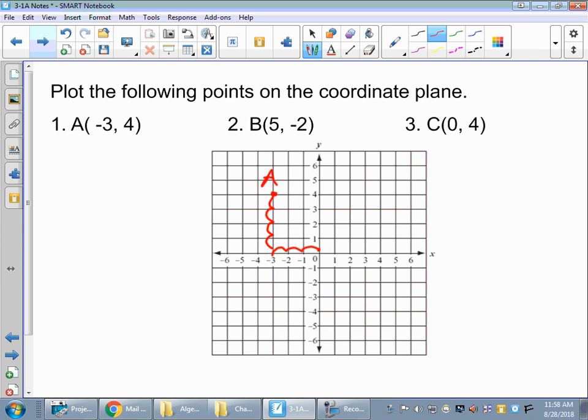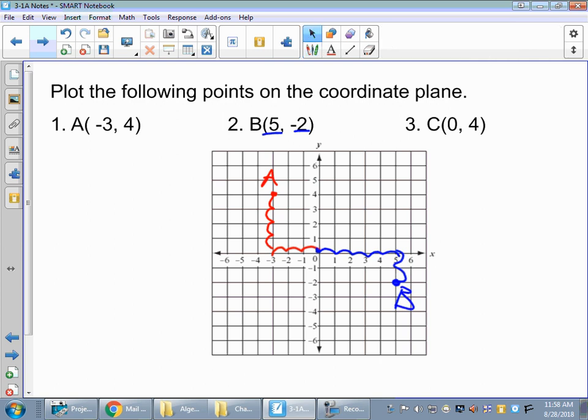Okay. For point B, it's a +5 and a -2. So I'm going to get x first again, starting at the origin. And I'm going to go +5, 1, 2, 3, 4, 5. And then I'm going to go down 2 because it's a y-coordinate of -2. 1, 2. So here is where my point B would be.